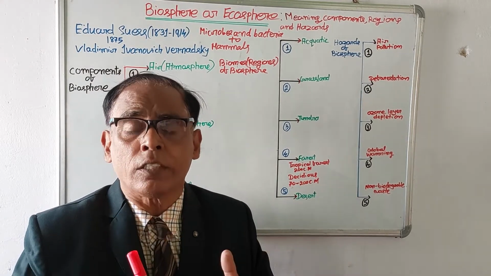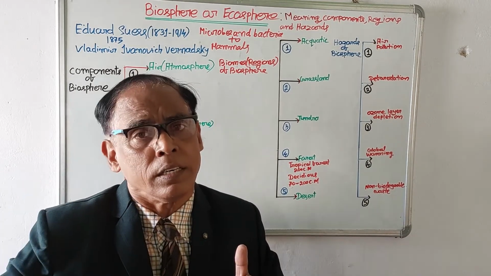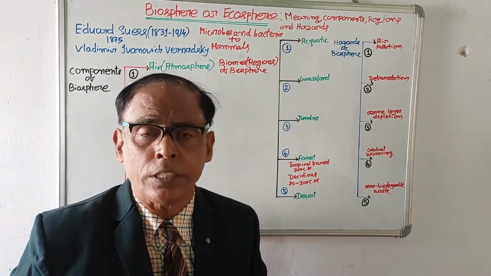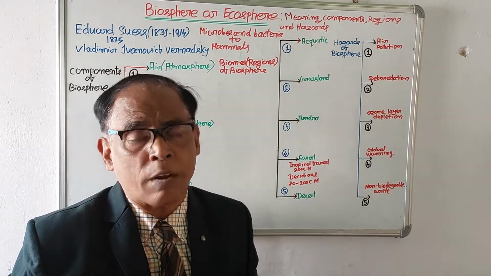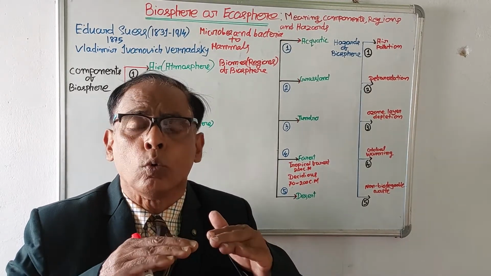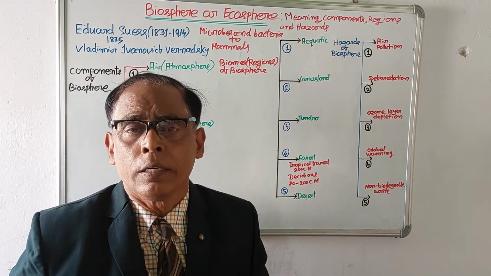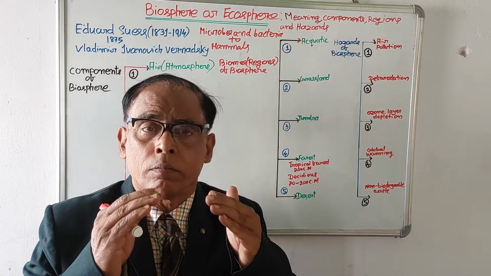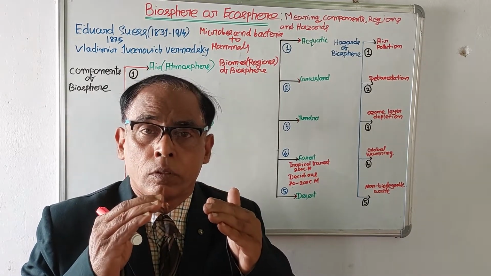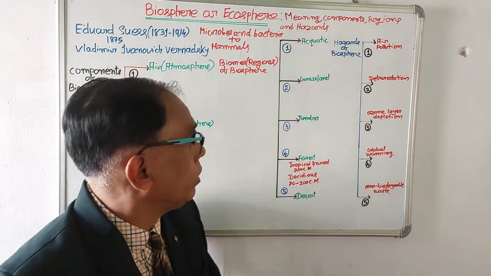Because it is a function of trees to exhale oxygen and they will take carbon dioxide. But when trees will be less in number, at the time automatically the quantity of carbon dioxide will increase.